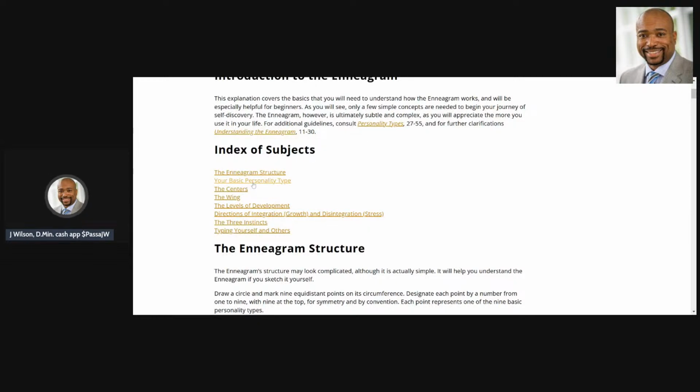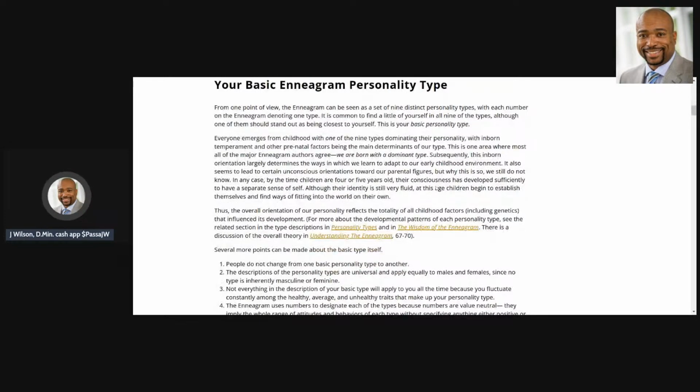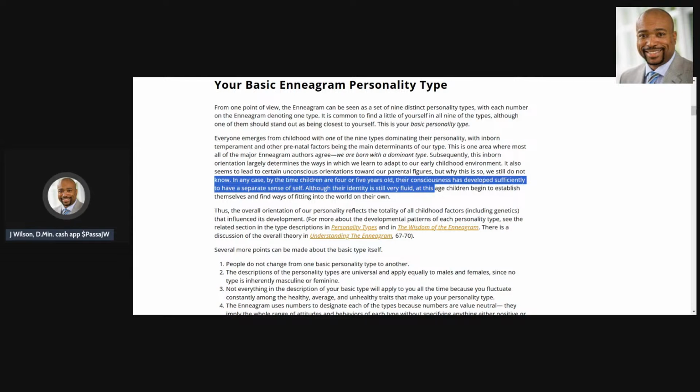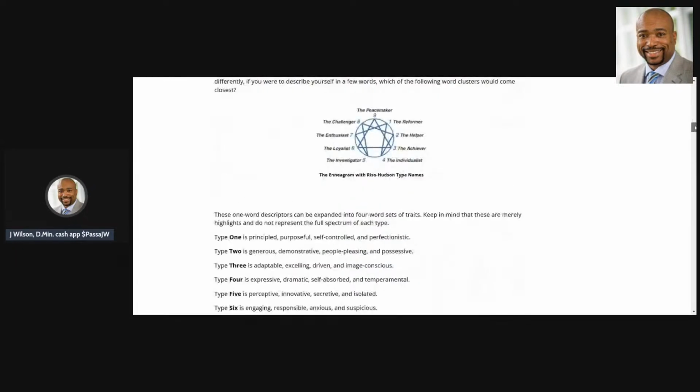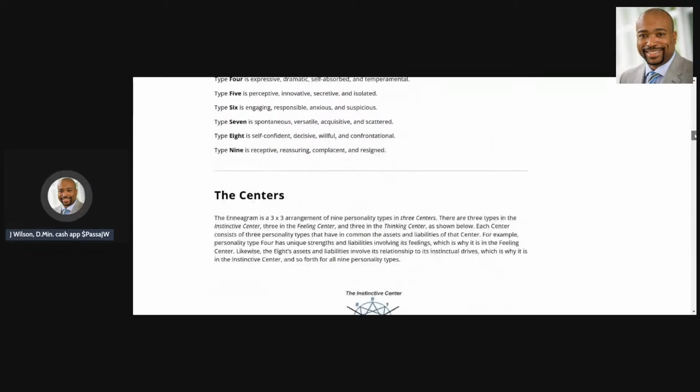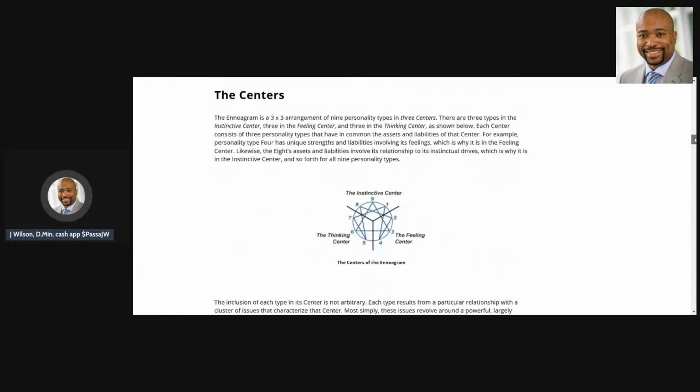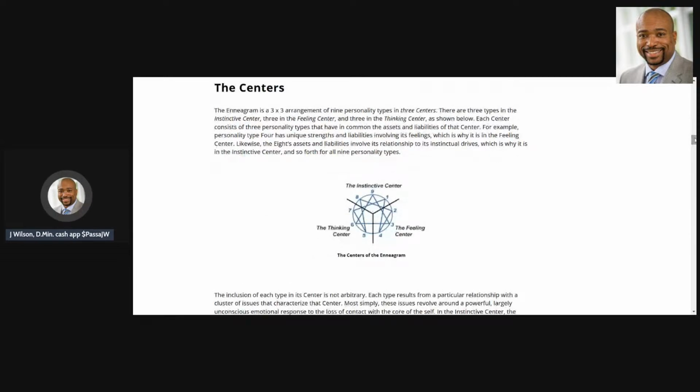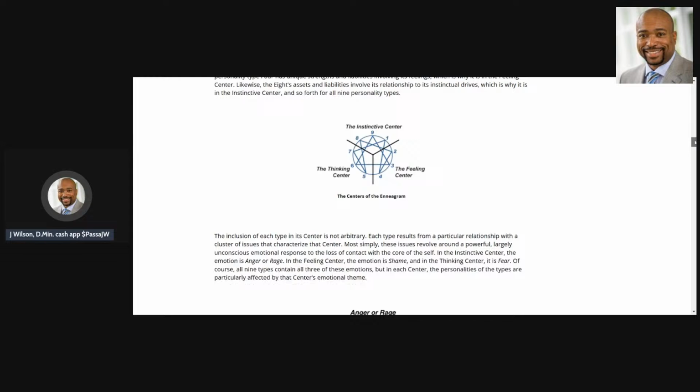So it talks about the personality types. We went over the personality types. So it gives you that. Then it talks about the centers. It's broken up into three parts. The thinking center is the 7, 6, and 5. The feeling center is the 4, 3, and 2. And the instinctive center is 8, 9, and 1. I think that's important to know.